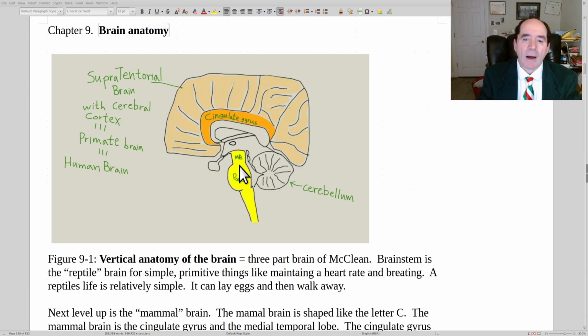The next level up is shaped like the letter C, like on a Chicago Bears football helmet, and that is from the cingulate gyrus. This right here is called the cingulate gyrus, and then in continuity it extends, with a connector called the isthmus, and connects into the medial temporal lobe. And that's called the limbic brain or the mammal brain. So brainstem down here is the reptile brain. Then the limbic system is the mammal brain.